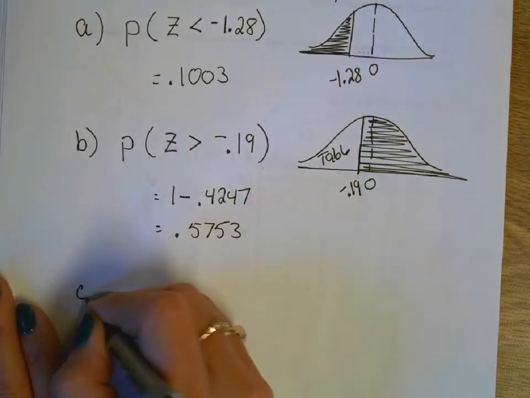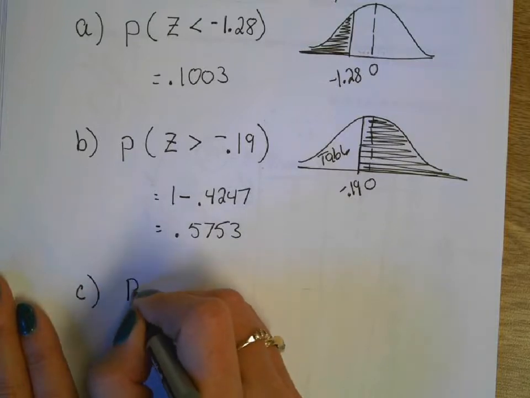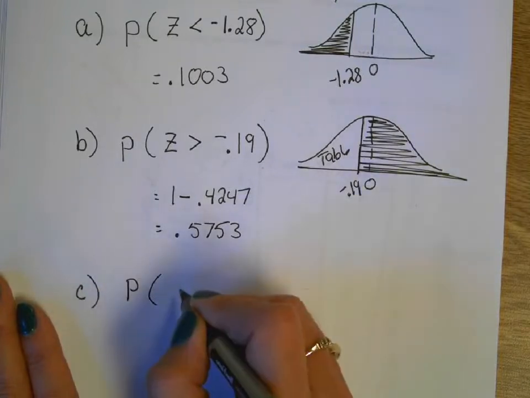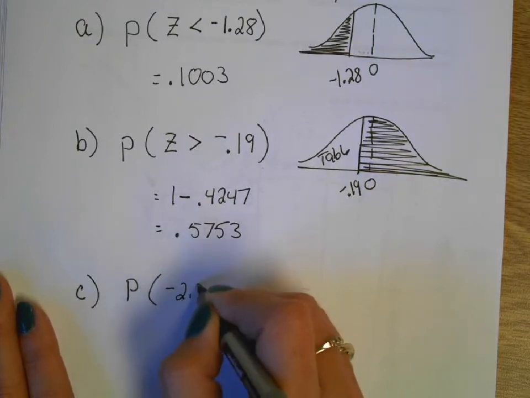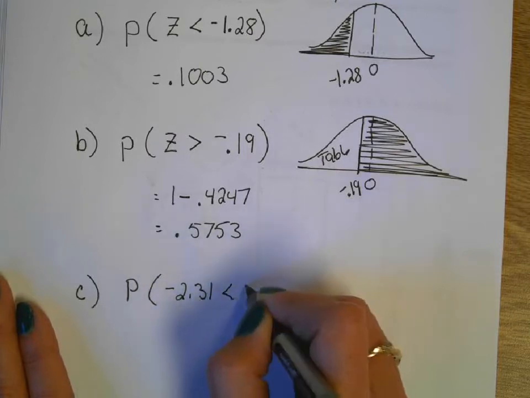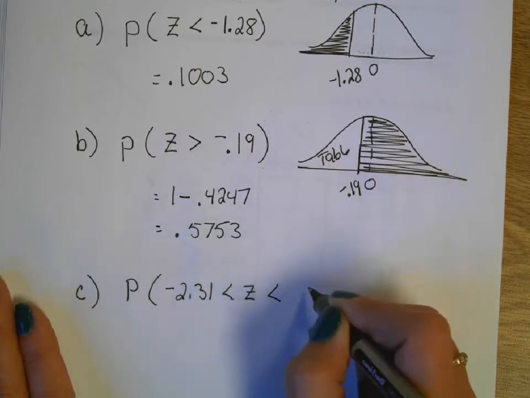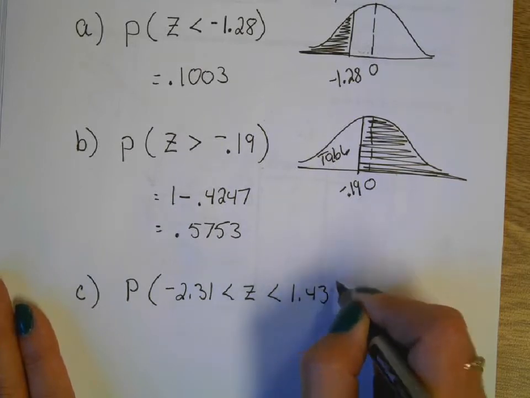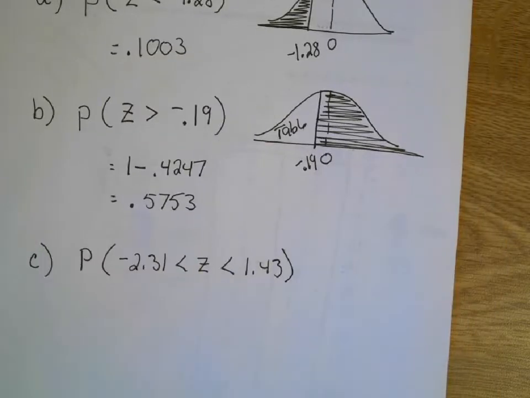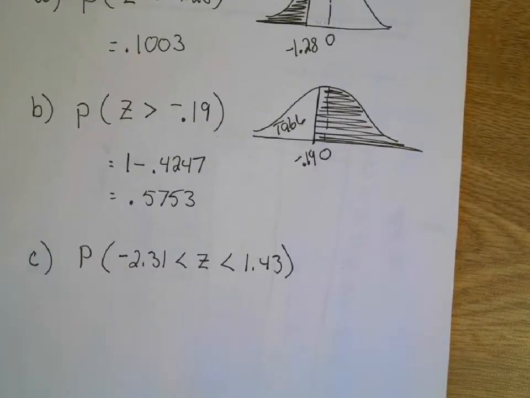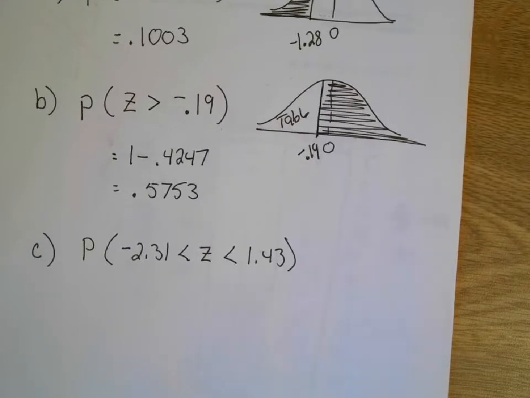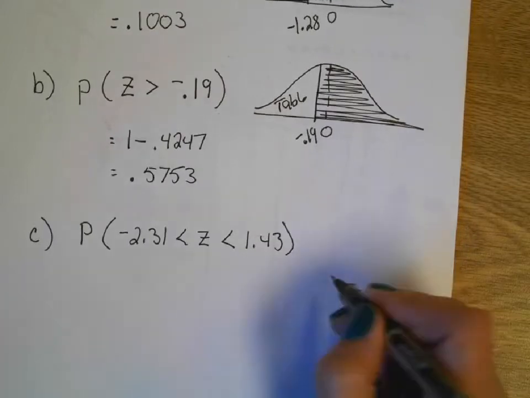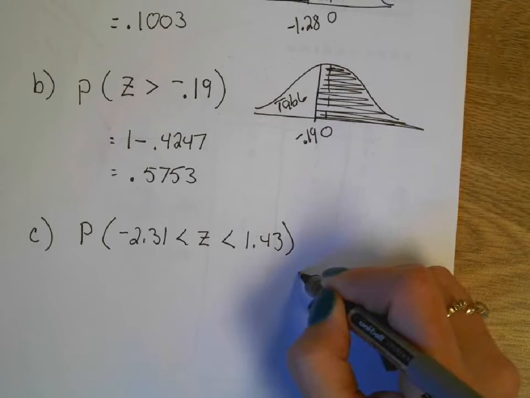Okay, last one here before we do something new. What's the probability that z goes from negative 2.31 to 1.43? We did this. Only thing the question was area. Now it's probability. And then I'm going to do something new. Right after this one, we're doing something new. Promise. So look up both of them and subtract.